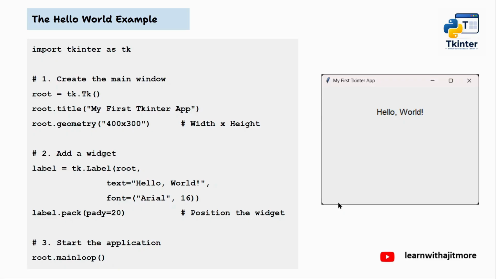So this way, when you run this, you'll see this application. A widget, which widget? Label widget is created. See, this is the label widget. Text on that is hello world. The font is Arial 16.